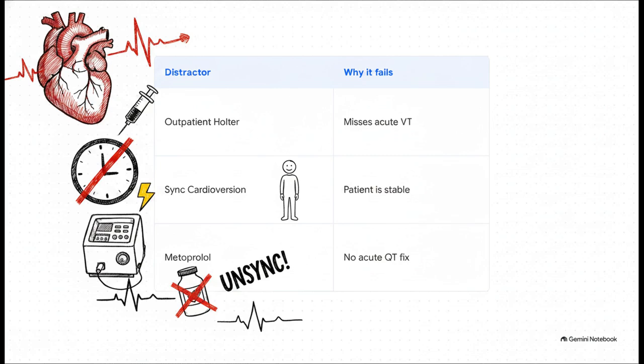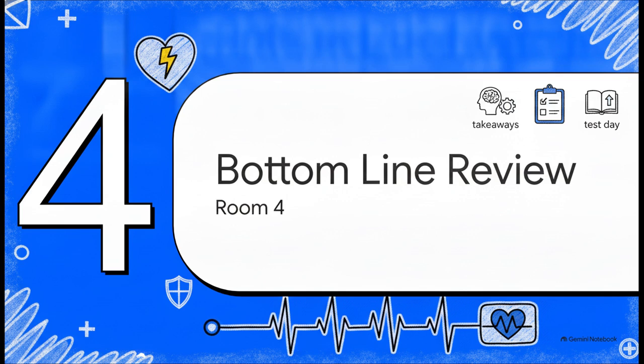Lastly, what about a beta blocker like metoprolol? Look, it's great for congenital long QT syndrome, but it does absolutely nothing to acutely treat drug-induced torsades, and it might even cause bradycardia, which just worsens the torsades risk even further. All right, wrapping things up, let's head to room 4, bottom line board review.